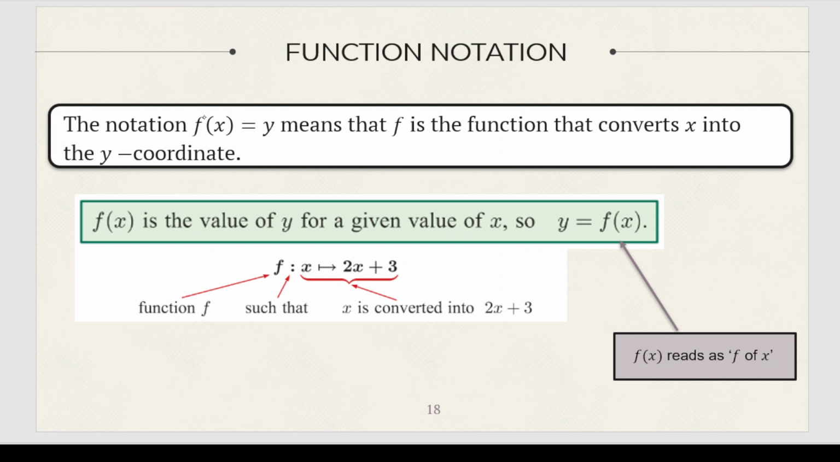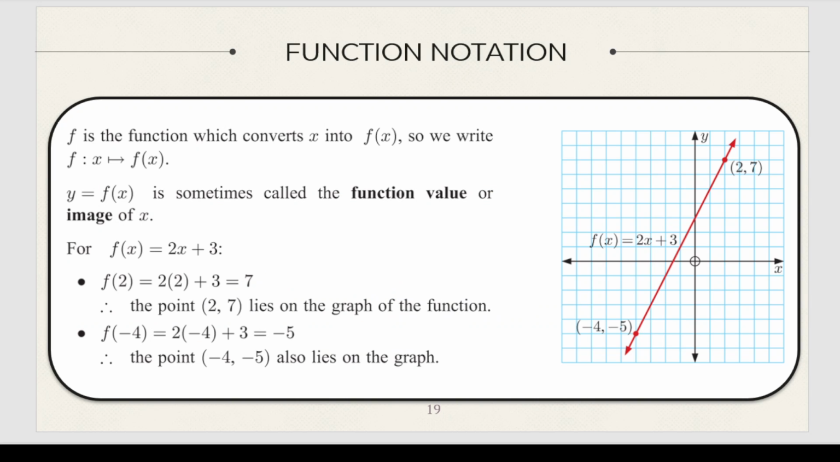So notation f of x, which is what we call it, means that f is the function that converts x into the y coordinate. So a function is like taking an input and giving us an output. So the function f, such that x is converted into 2x plus 3, is basically what the function is saying. Reading through this, we've got our function f of x equals 2x plus 3.